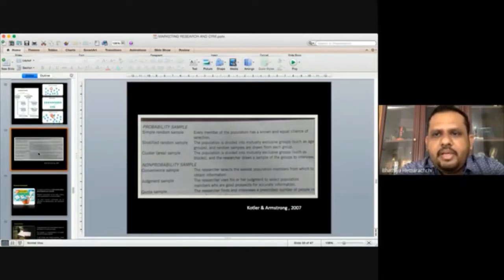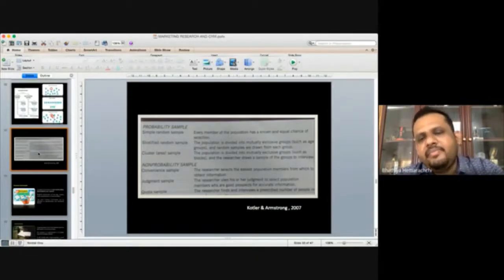Then when it comes to non-probability sampling, you have the convenience sample, where the researcher selects the easiest population member from which to obtain information, the easiest member, the one closest to him. Then you have the judgment sample, where the researcher uses his or her judgment to select population members who are good prospects for accurate information. So he decides who is needed for the research and picks them.